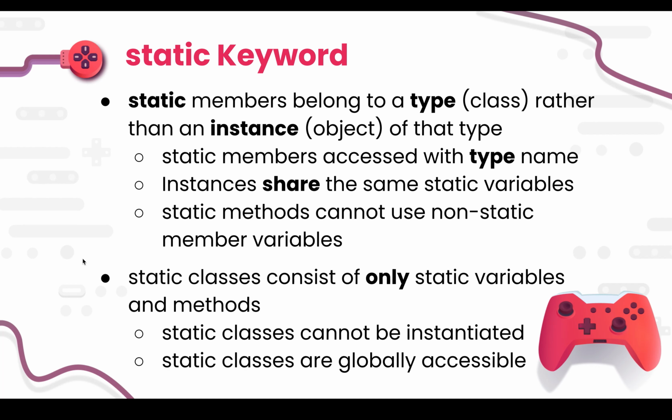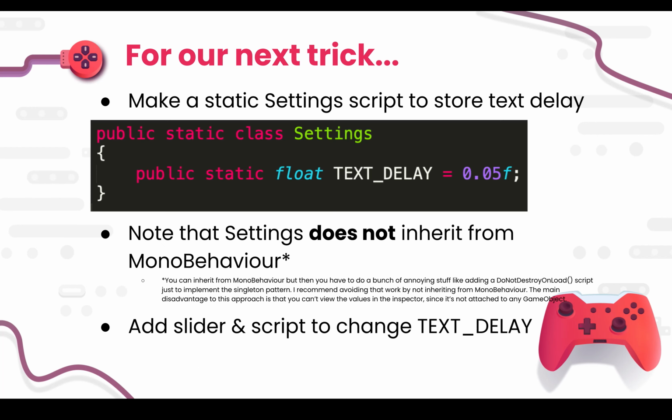You can also mark entire classes as static. Static classes consist of only static variables and methods. As a result, they cannot be instantiated and are instead globally accessible. You may have already used static classes, such as in many languages the math classes are static. Okay, so for our next trick, we can create a static settings class to hold our text delay. Note that this settings class does not inherit from MonoBehaviour because we actually don't need all of the extra features of MonoBehaviour just to hold this single float value.